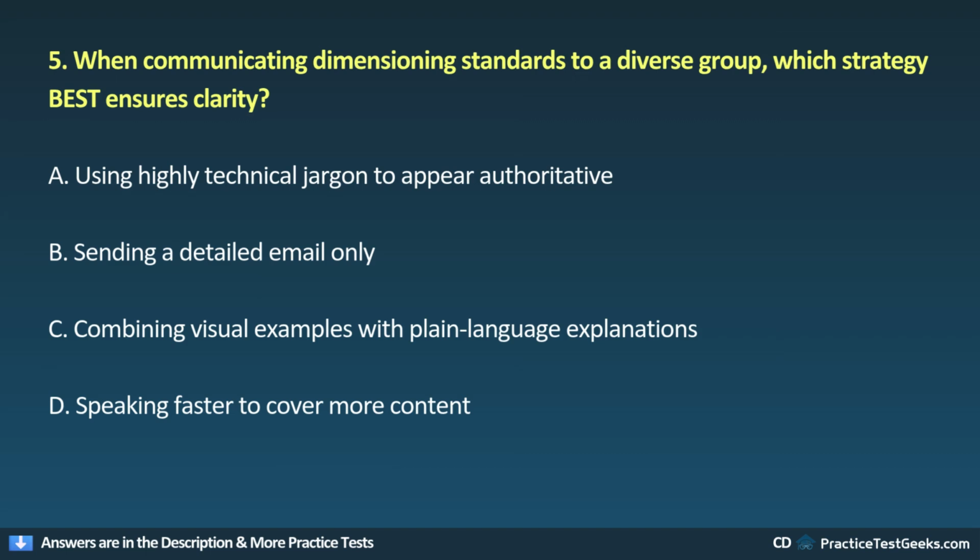5. When communicating dimensioning standards to a diverse group, which strategy best ensures clarity? A. Using highly technical jargon to appear authoritative. B. Sending a detailed email only. C. Combining visual examples with plain language explanations. D. Speaking faster to cover more content.